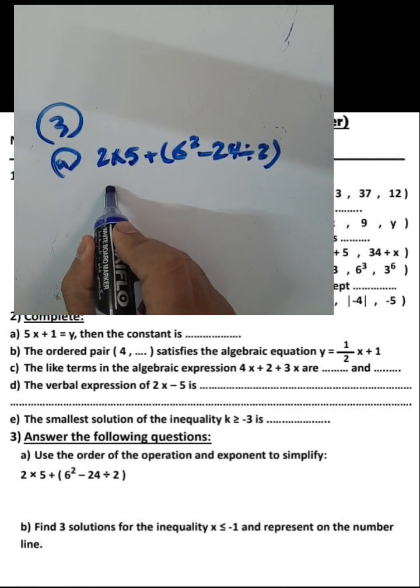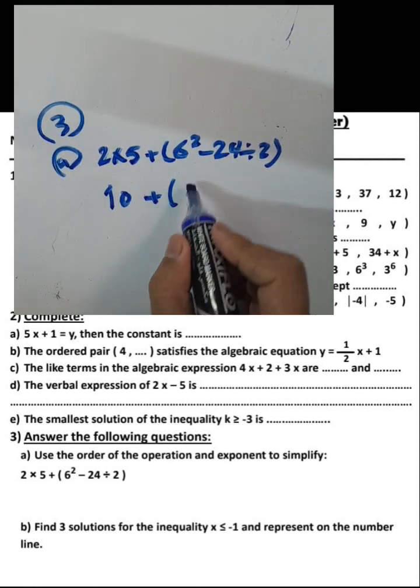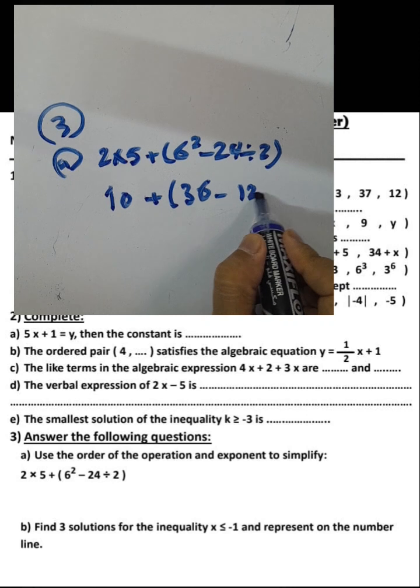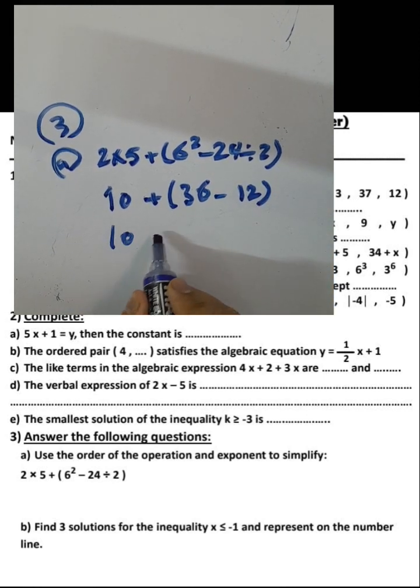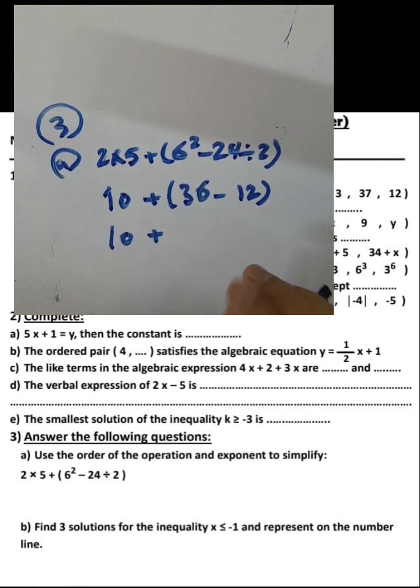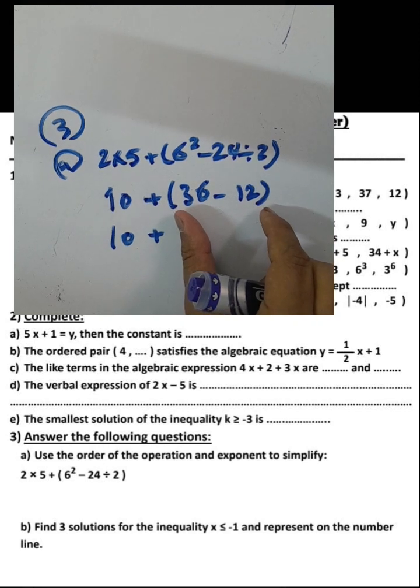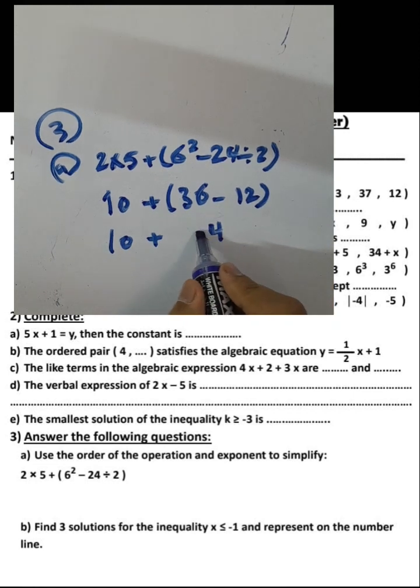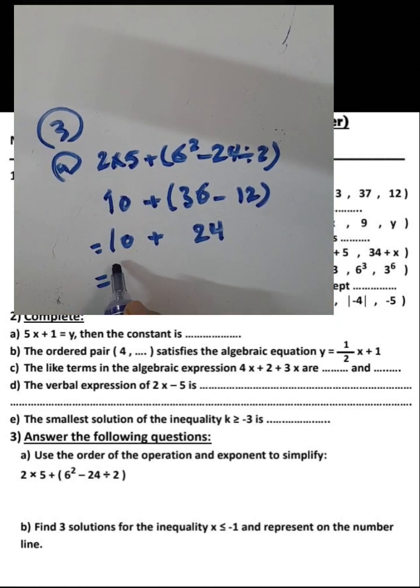Then 2 times 5 will be 10, and 6 power 2 will be 36. Subtract 24 divided by 2, which is 12, and then 10 plus 36 minus 12. First, find the result in this parenthesis here: 36 minus 12, 6 minus 2 is 4, and 3 minus 1 is 2. Then the result will be 34.